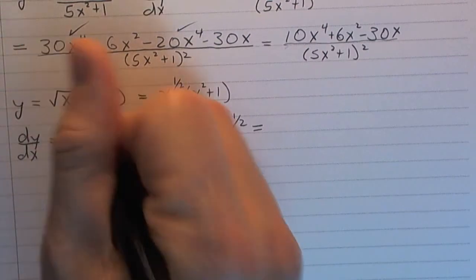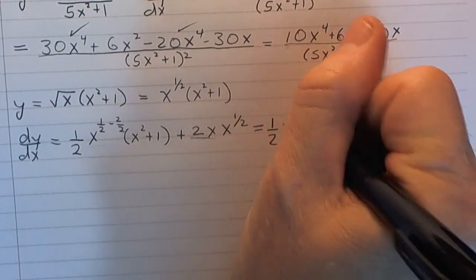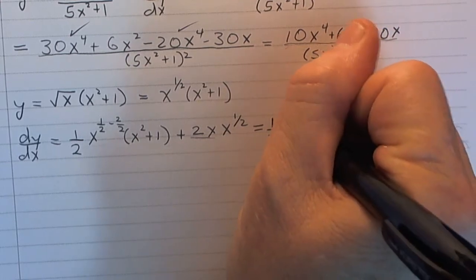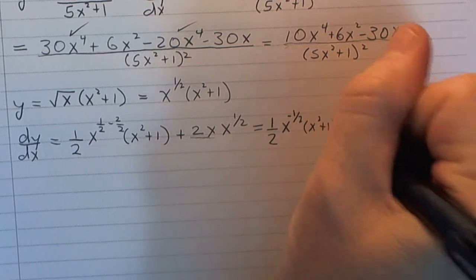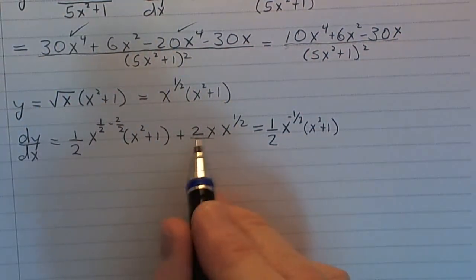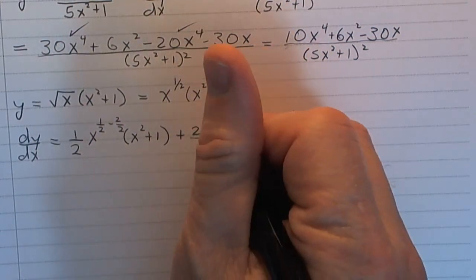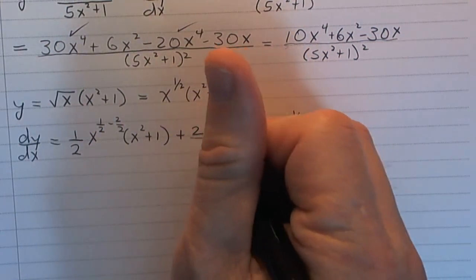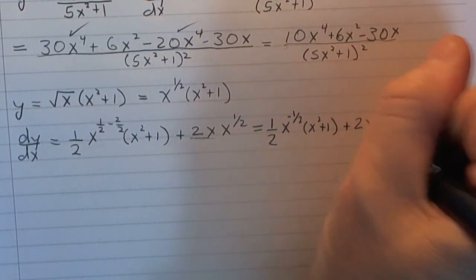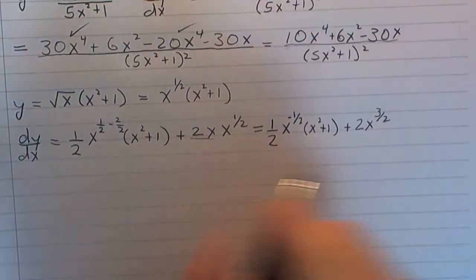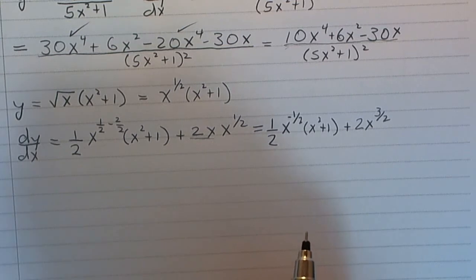We've got 1/2 times x to the negative 1/2 times x squared plus 1, plus, let's see what this is over here. We've got 2x to the, x to the 1 is 2 halves, so this is 2x to the 3 halves. That's what this is right here. Just add 1/2 and 1. That's 3 halves.